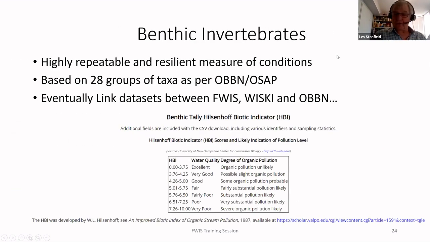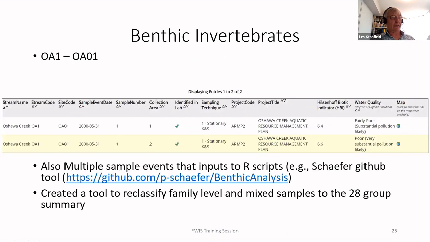As far as benthic invertebrates are concerned, we generate the standard Hilsenhoff index based on the 28 group of taxa that OBB and OSAP collect. You get a report that tells you what you collected, how you collected, and what the Hilsenhoff score is, as well as an interpretation of it. Again, the bulk export of the benthic data can go directly into Patrick Schaefer's GitHub tool, which then does a whole series of other summary metrics for that benthic data.